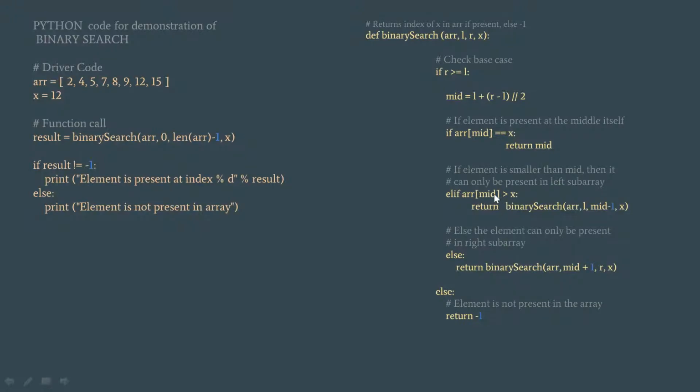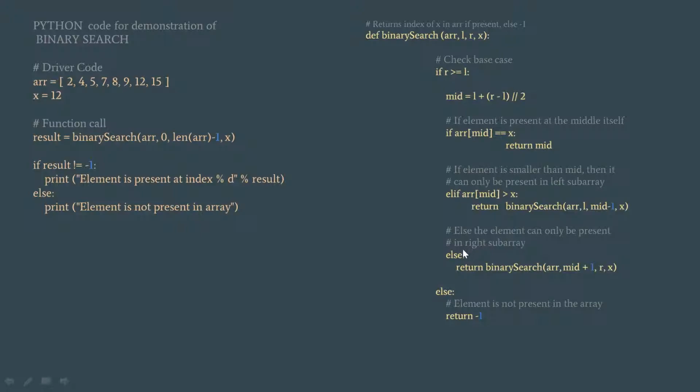So if the middle element is greater than x, then we should again call this binary function and search from where? Search from L to mid minus 1. L to mid minus 1 means what? From 0 to mid minus 1, which means the first half of the array.